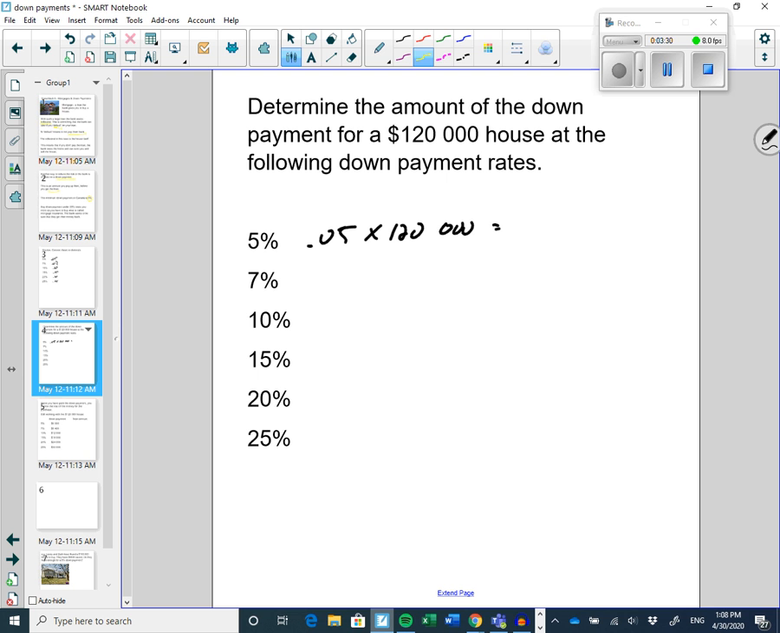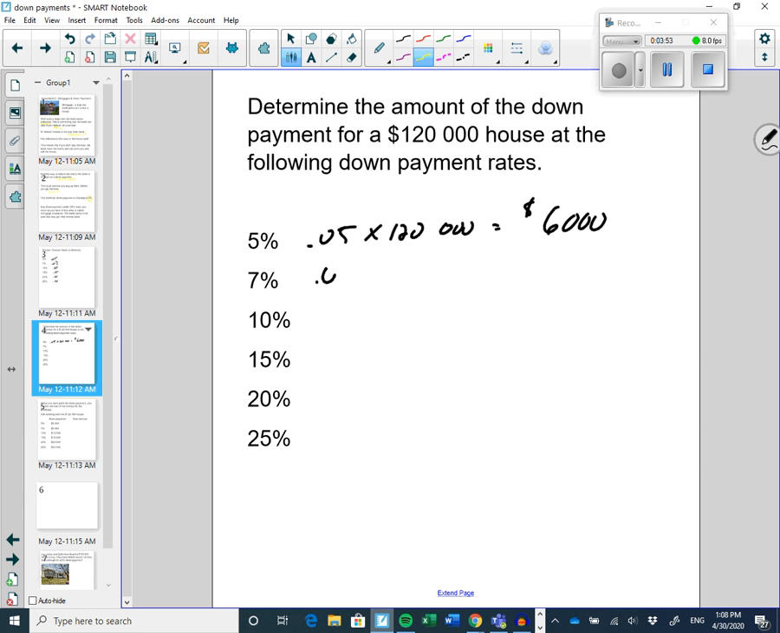0.05 times 120,000. So the minimum payment for a $120,000 house is $6,000. You have to have that saved up before you can even get the loan. Okay, so it might take some families maybe 2 or 3 years, maybe longer, to save up $6,000 just so that they have the opportunity to get the loan, especially if you're already paying rent.